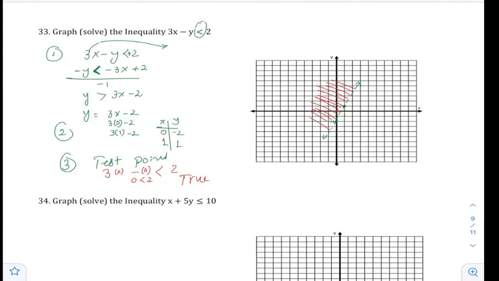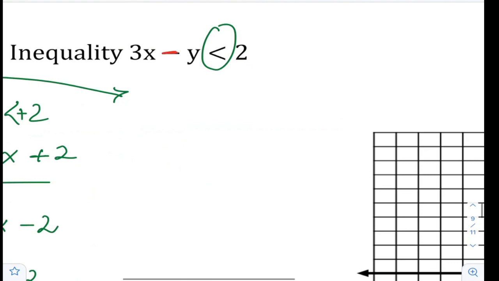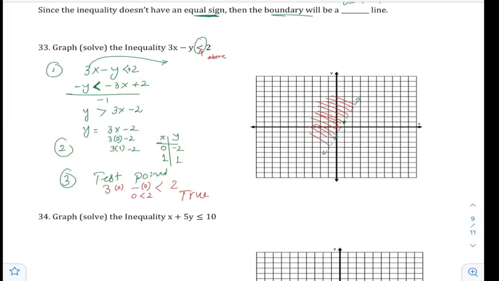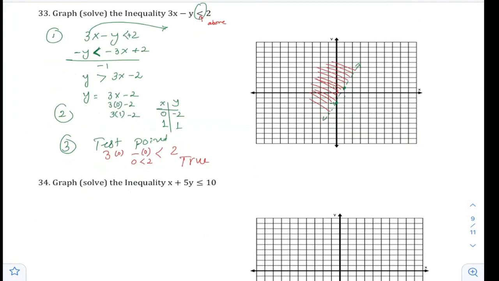Now, I taught you before that you can do it also mentally without a test point. How can you do that? Usually, if you have positive y and less than, that means it will be below the line. The shading will be below the line if y is positive. But since y is negative here, instead of below, this will also be reversed and it will be above the line. So the shading will be above the line. If you can't do it this way, use the test point to be on the safe side. Don't forget the shading, it is essential in solving inequalities.